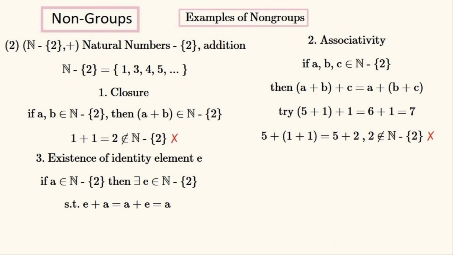Now we'll look to see if this set contains the identity element. And just like for the previous numerical system, the identity element isn't in the set, because 0 is the only possibility, and 0 isn't in the set.